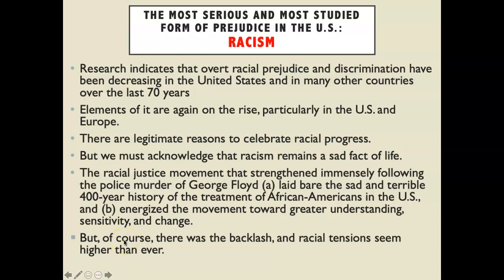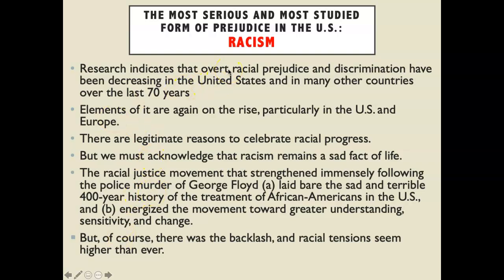So, the most serious and most studied form of prejudice in the United States is, of course, racism. In particular, prejudice toward African Americans. Now research indicates that overt racial prejudice and discrimination have really been decreasing in the U.S. and in many other countries for the last three-quarters of a century. And keep an eye on the word overt.